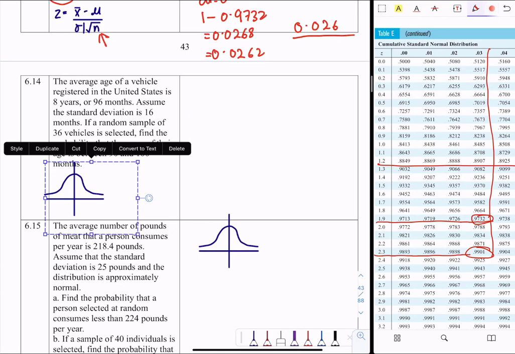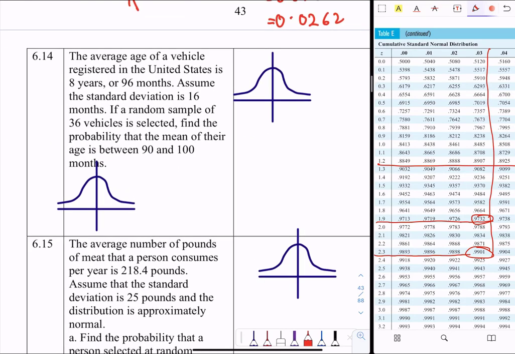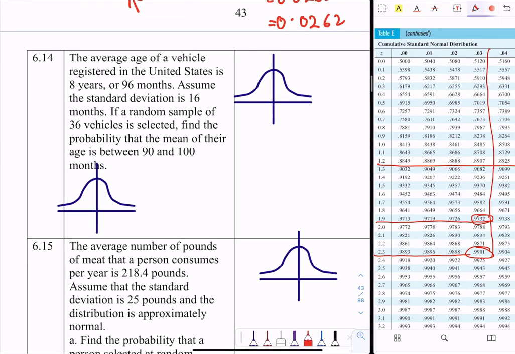Supposedly you need to have two graphs here. The first one, average age, mean equals 8 years. For the standard deviation, you need to use months, you cannot use years, because all the other information is in months, and the standard deviation is 16 months. For the random sample of 36, the n value is 36. Find the mean of their age between 90 and 100.